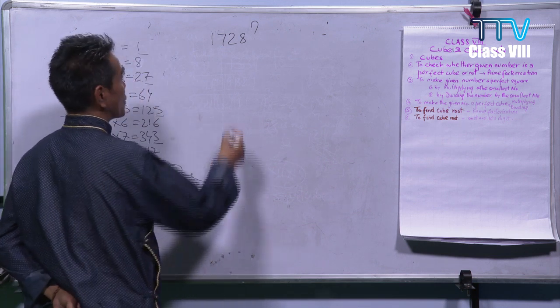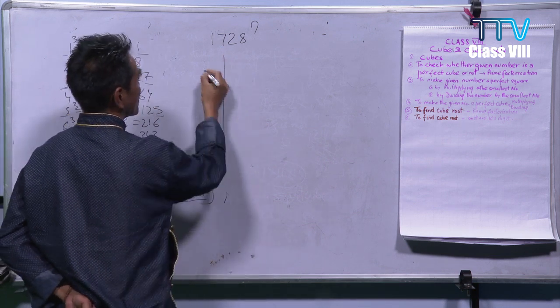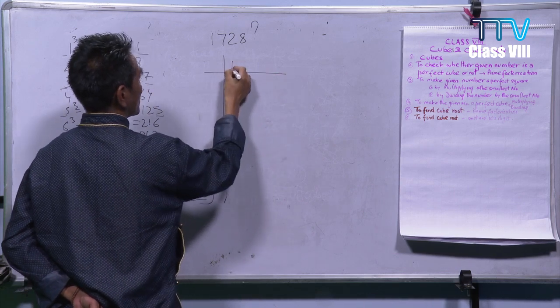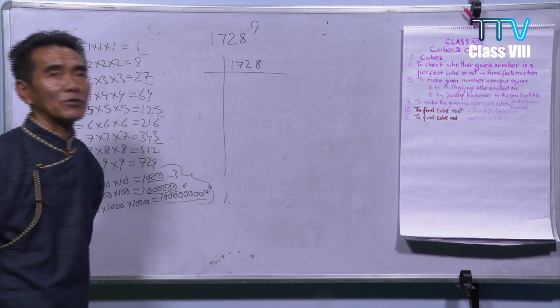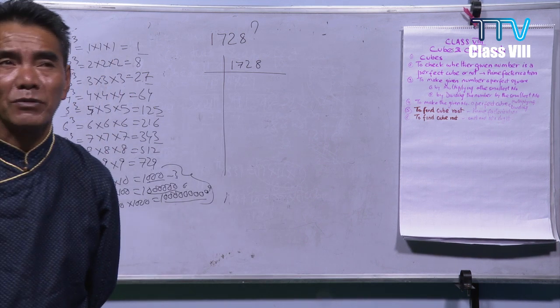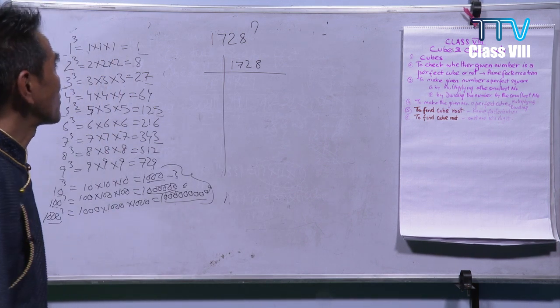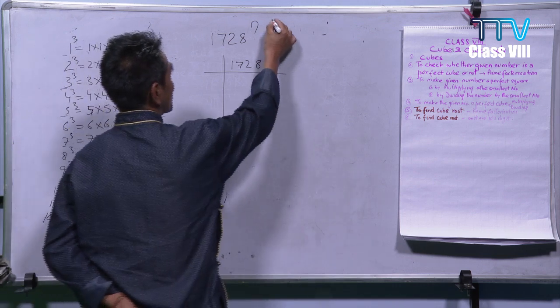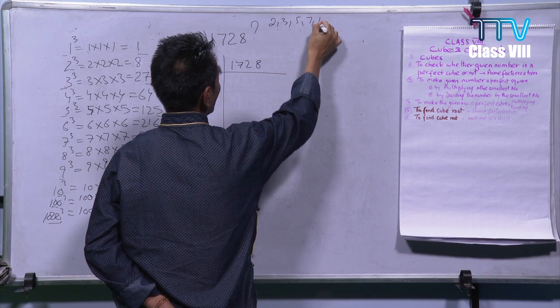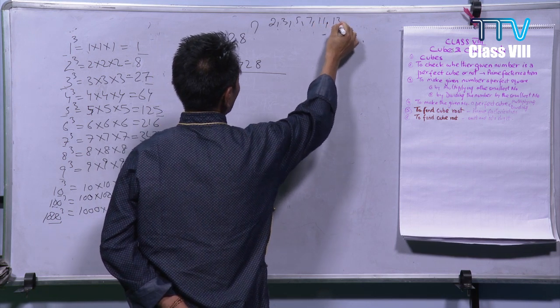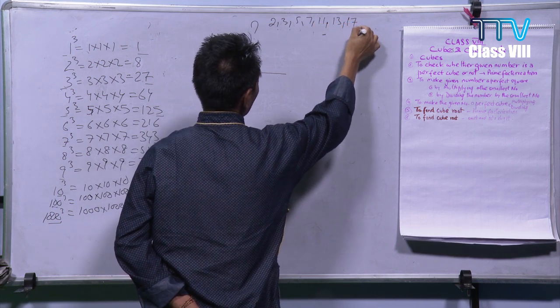That is something you do with prime factors. 1728: the first number to check is the prime number. The first prime numbers are 2, 3, 5, 7, 11, and next 13, then 17.